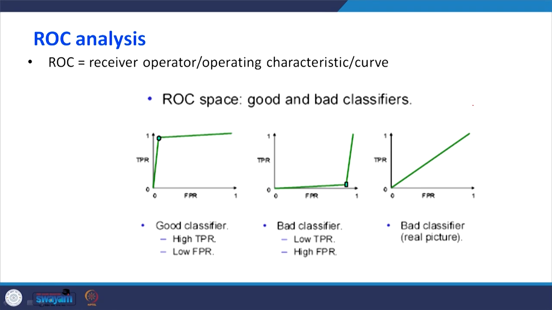See the ROC curve, the receiver operating characteristic curve, in ROC space: good and bad classifiers. Look at this one, this is a good classifier. Why do we say it is a good classifier? High true positive rate and low false positive rate. This one we say is a bad classifier because of low true positive rate but high false positive rate. This one is also a bad classifier, because both are equal.